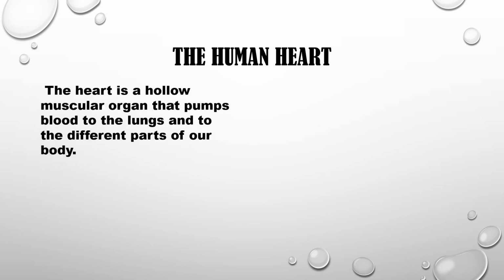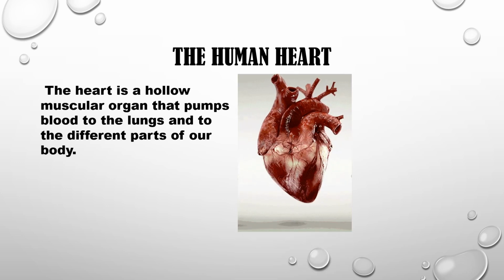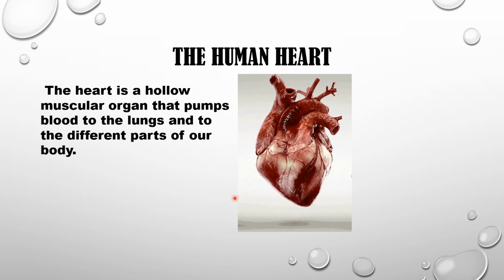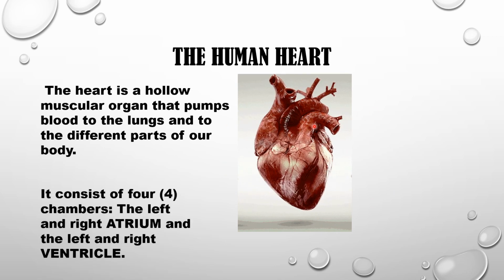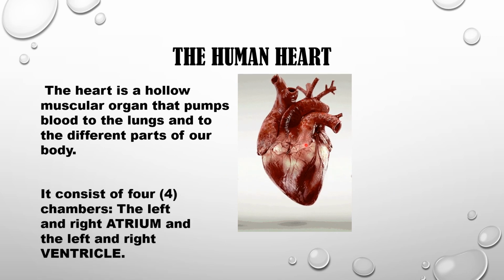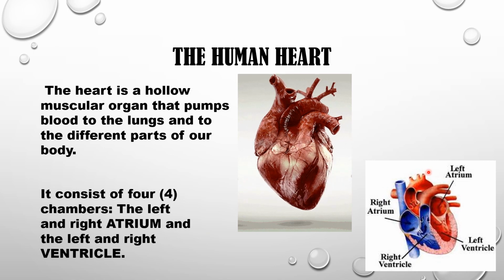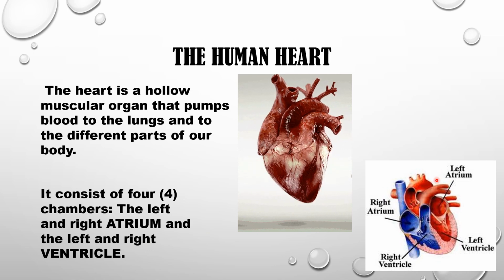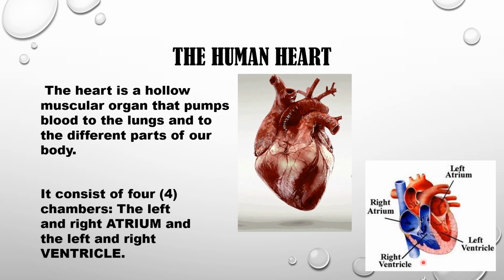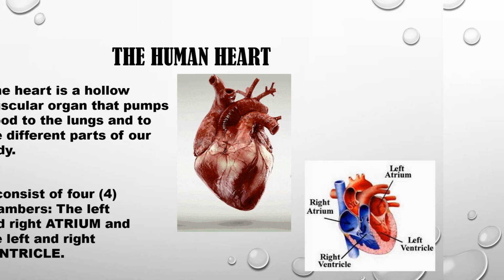The human heart is a hollow muscular organ that pumps blood to the lungs and to the different parts of our body. This is an example of the human heart. It consists of four chambers, the left and right atrium, and the left and right ventricle. This part is the left atrium, this one is the right atrium, this one is the right ventricle, and this part is the left ventricle.